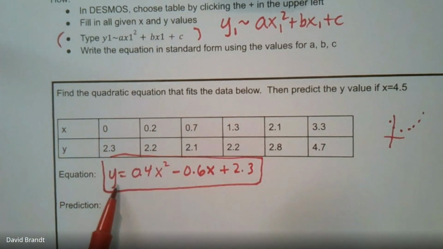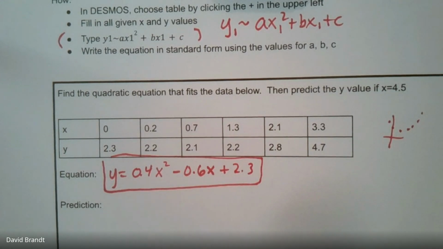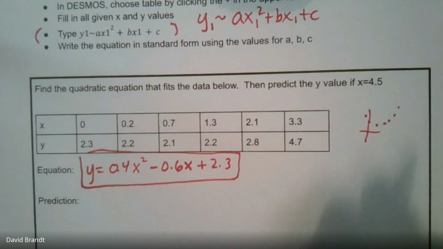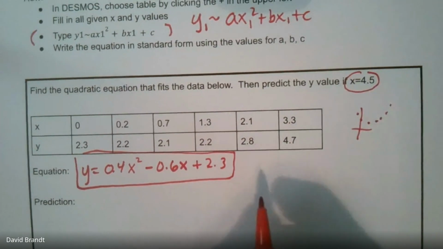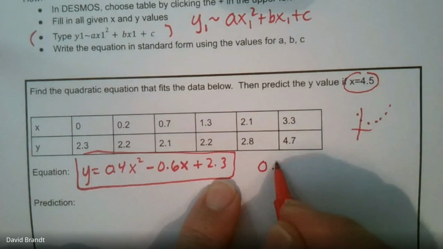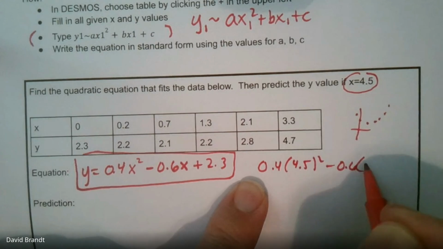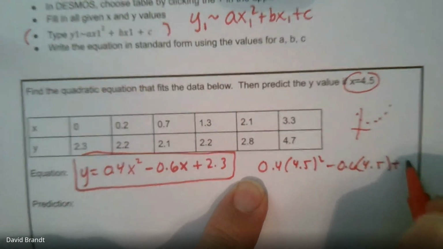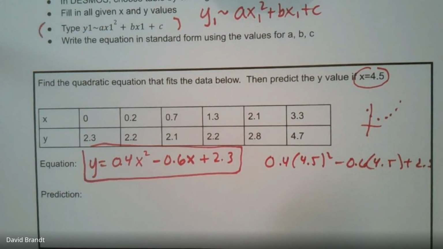Notice the equation does not have the subscript. That's only for Desmos. And also, it has an equal sign, not a squiggle. The squiggle is only for Desmos. Now, the question is, predict the y value when x is equal to 4.5. Technically, I'm supposed to plug in 4.5 for x, all right? But there's an easier way to do it. Let me show you a much easier way to do that.